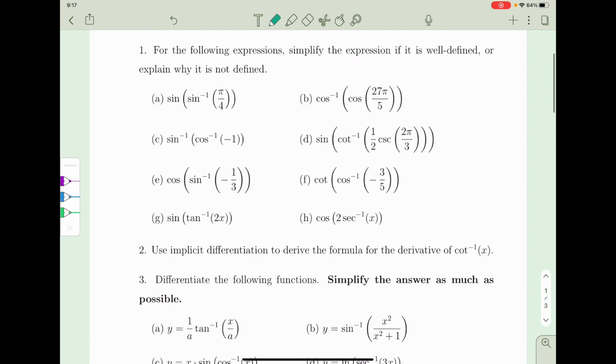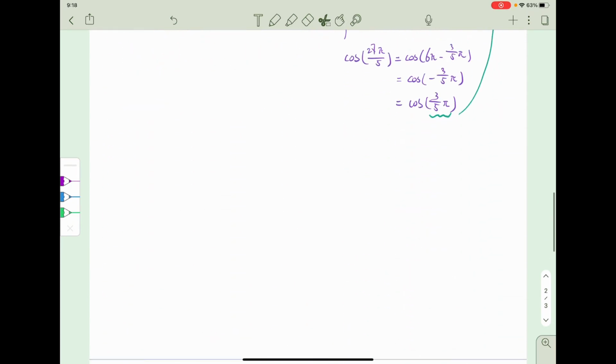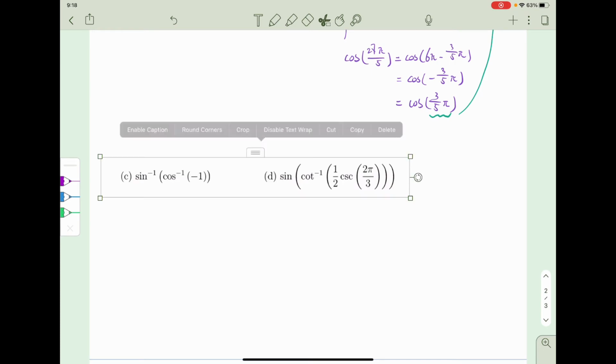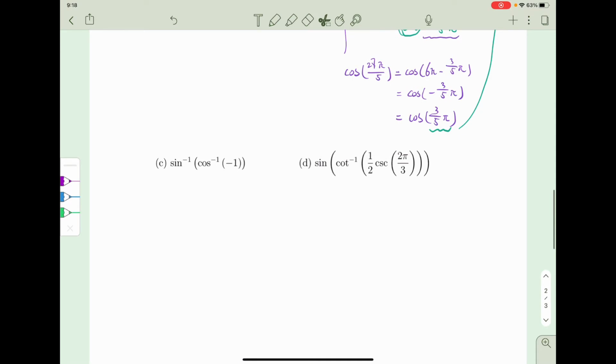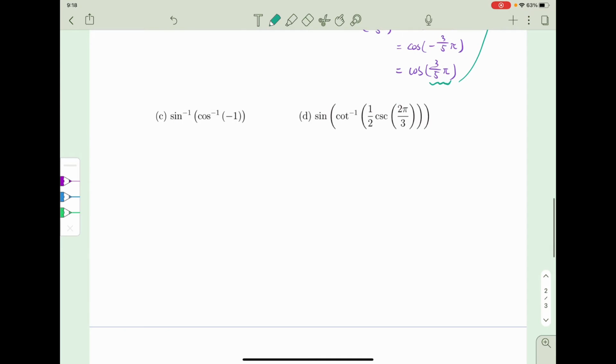Now let's work on question C and question D. So I may not be able to go over all the questions because we only have 50 minutes, but I will go over the main questions. So for this question here, firstly, we see that this -1 evaluated at the inverse function of cosine is equal to pi.